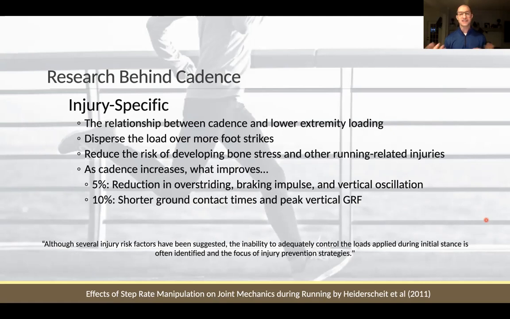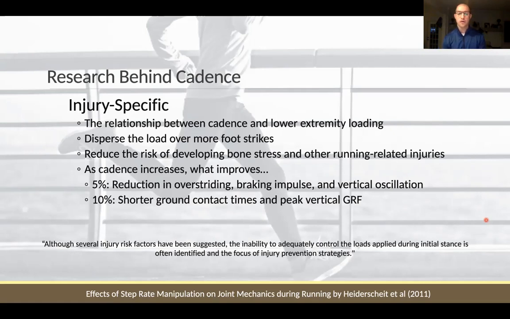Where should you be? It's hard to say specifically based on your running mechanics. Like I mentioned before, I have people that are at 145 that we don't touch because they're running in a very efficient way. I have people that are at 175, 180, and we're still trying to increase them. So it's really situation dependent.